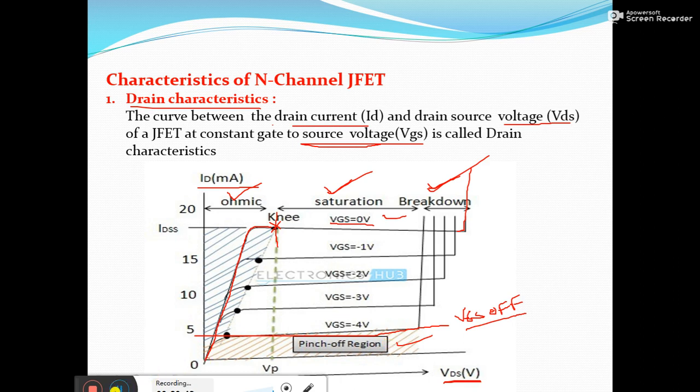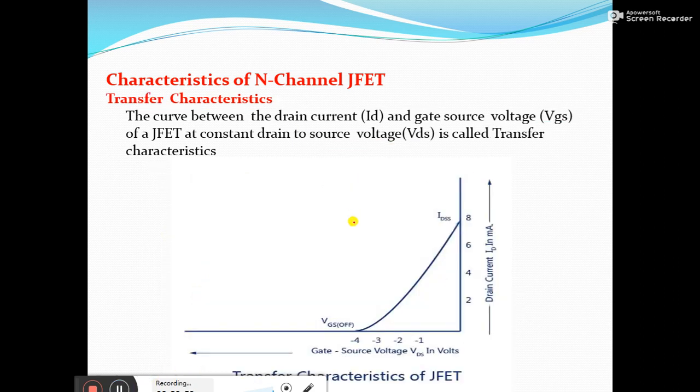Okay. Next set of characteristics are transfer characteristics. Here the curves are drawn between ID and VGS. For different values of VGS, the ID value is calculated and drawn, keeping the VDS value constant. So here you can see the VGS value is taken along the x-axis and the ID value is taken along the y-axis.